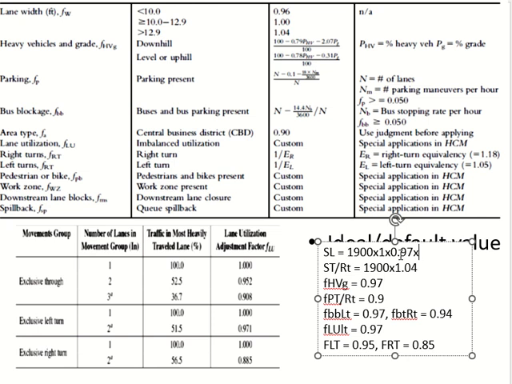And what else? 0.97 for the heavy vehicles and gradient, 0.97 for the bus. No, not for the bus, sorry. Again, same rule. The bus will not affect the left turning. Only right. The bus stop is on the right hand side, right? So, not affect. Okay, what else?